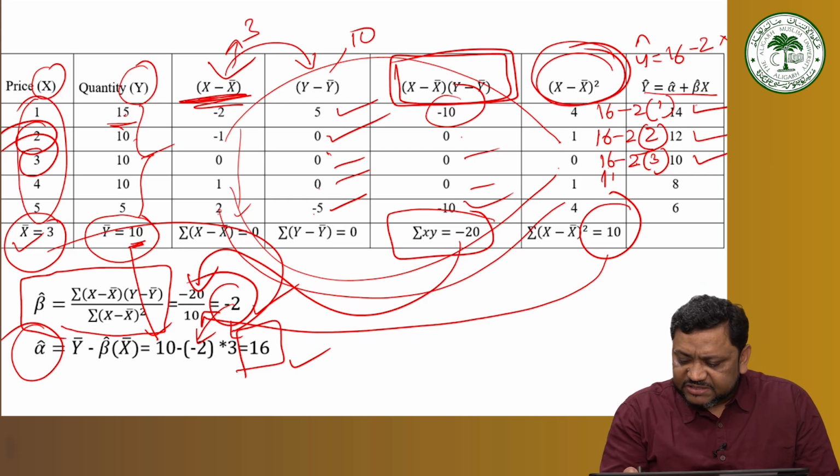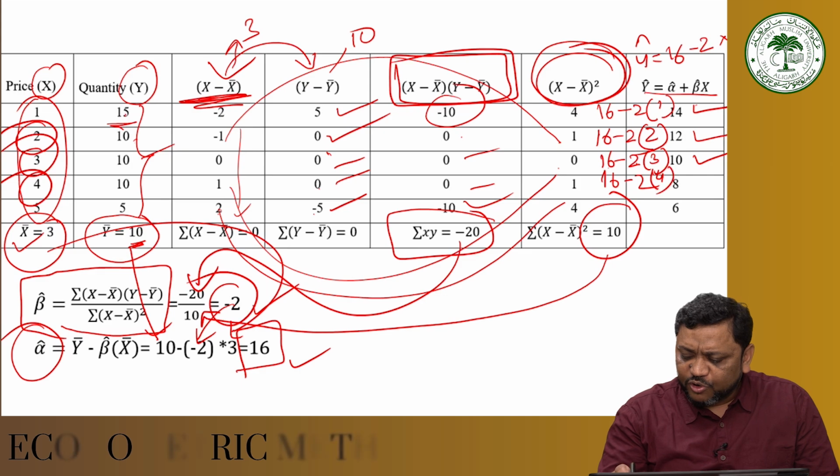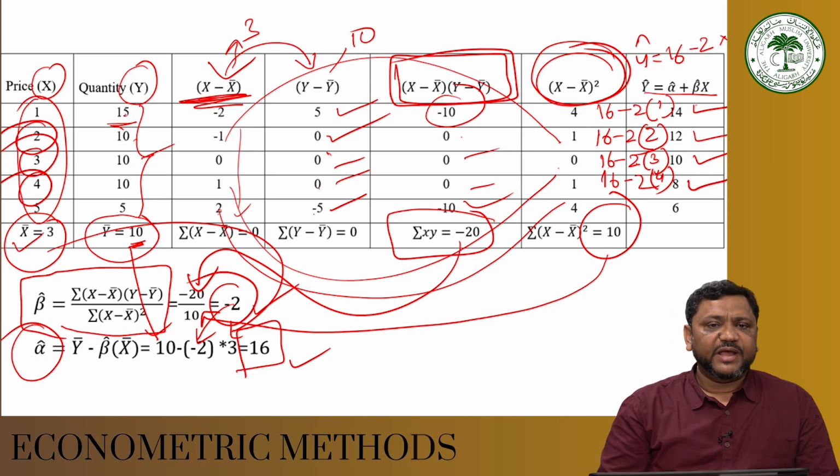Next time it is 16 minus 2 multiplied by, the value of x is 4. So 4 multiplied by 2, 8. 16 minus 8, that is equal to 8.